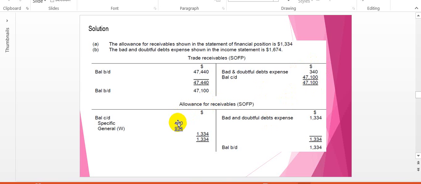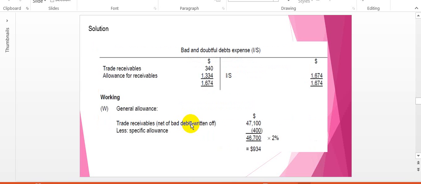We then have the specific debt of 400. So from the closing balance of 47,100, we're going to subtract the 400, and then the balance is 46,700.